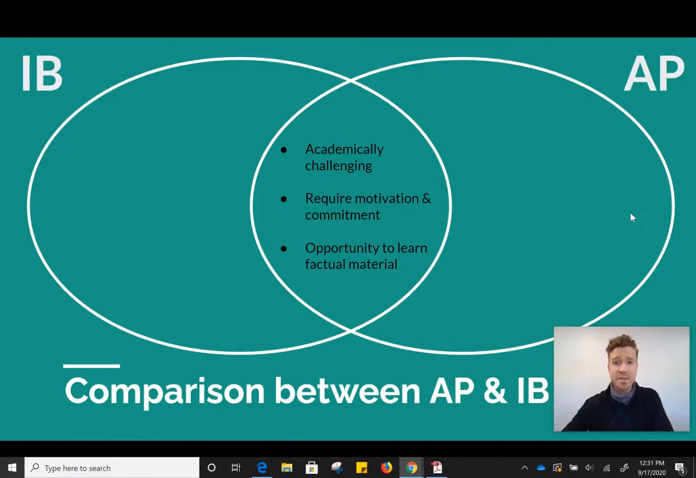Both are academically challenging. You will be challenged in both the AP courses, traditional high school education system, and then here with IB. They both require a certain level of motivation and commitment to your academic pursuits, and the opportunity to learn factual material is present in both sort of settings and curriculum styles.